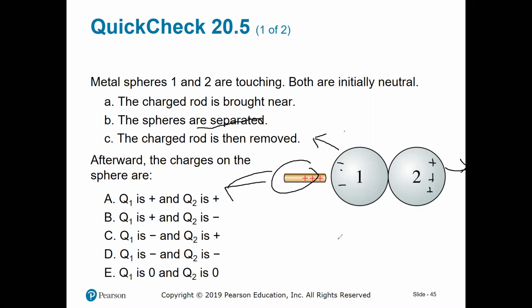So if you separate these, then you're going to have 1 and 2, and they're going to have those permanent charge differences, even with the rod being right here. So then when you move this away, it really doesn't affect anything. But now 1 is going to be negatively charged, and 2 is going to stay positively charged.